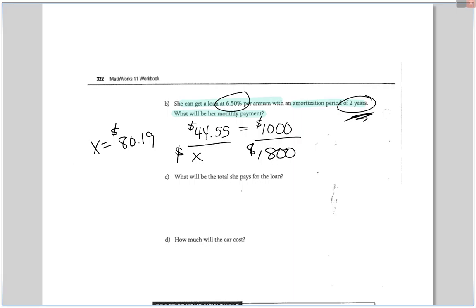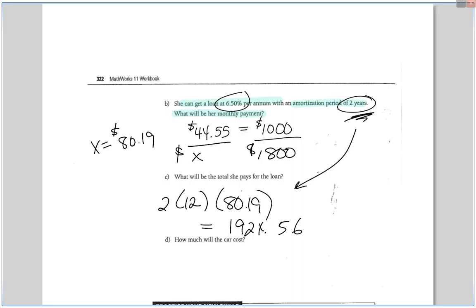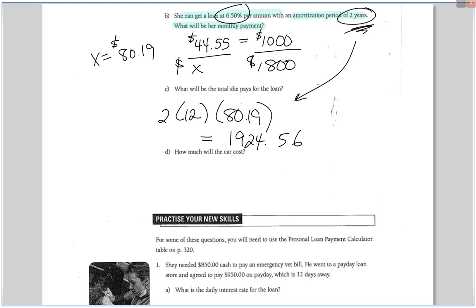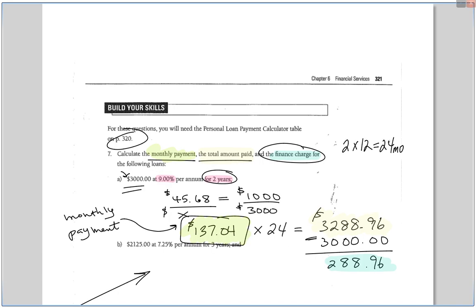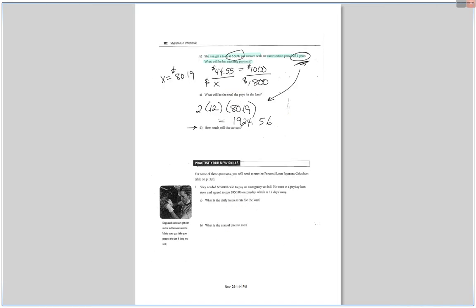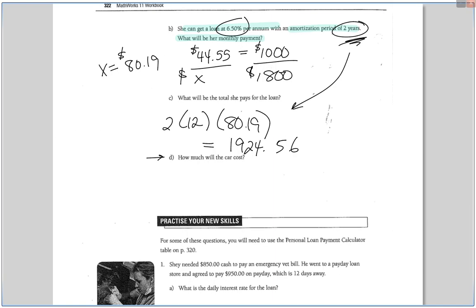So what will be the total she pays for the loan? Well, it's a 2-year period where there's 12 months per year of $80.19. So 2 times 12, 24 times 80.19 is $1,924.56. And how much will the car cost? The car costs $2,900. So $2,900 is the car cost.